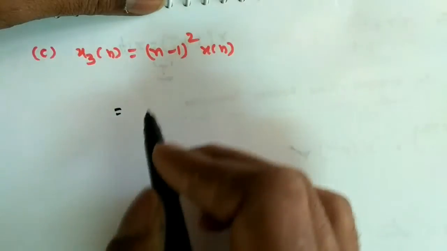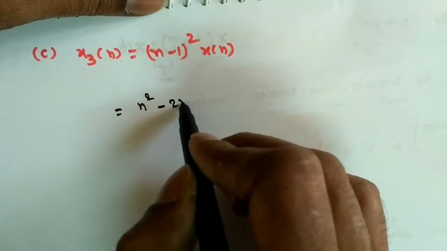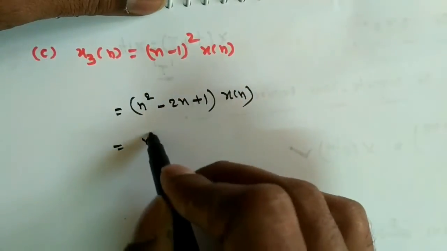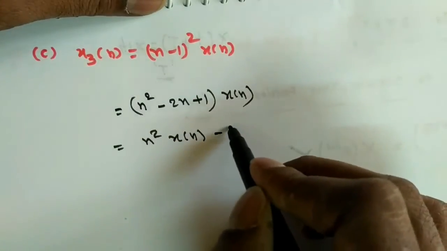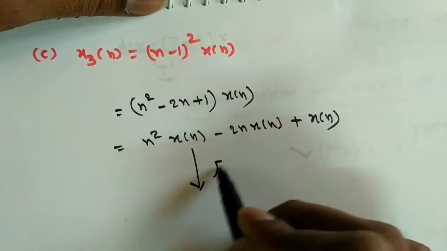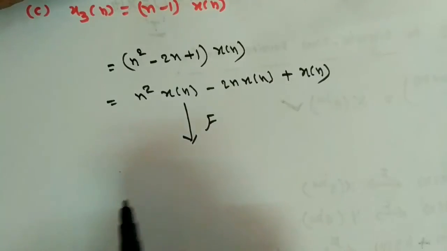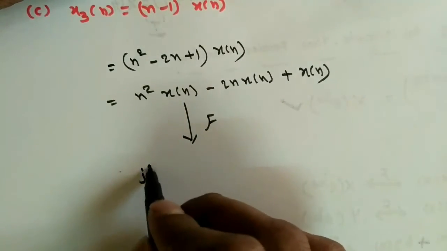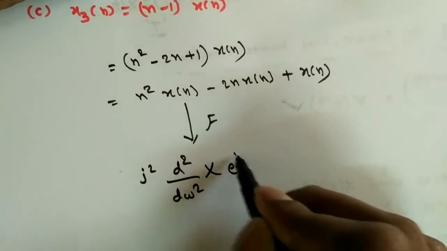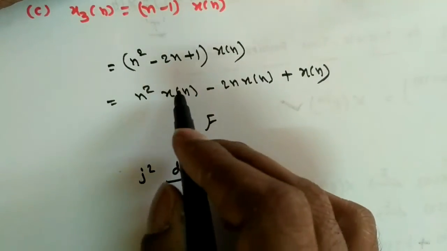So just apply the (a minus b) whole square formula. So a square minus 2ab plus b square, into x of n. Then multiply: n square x of n minus 2n x of n plus x of n. Now if I take the Fourier transform, n means what? j into d by d omega. N square means 2 times we need to do. So j square into d square by d omega square of x of e power j omega, right? So j into d by d omega into j into d by d omega.